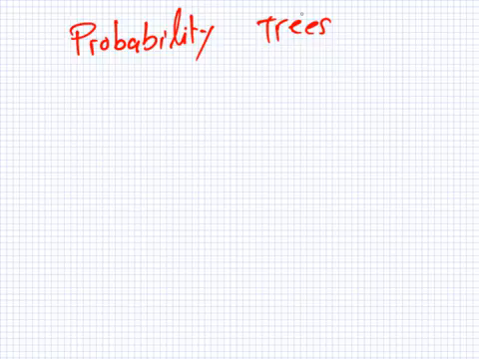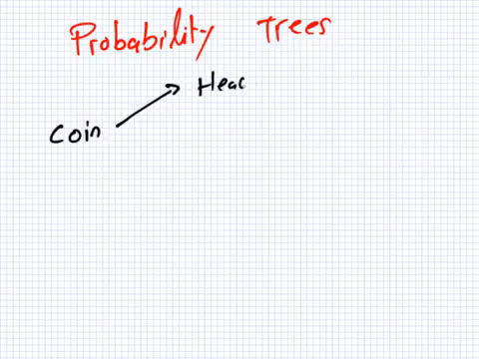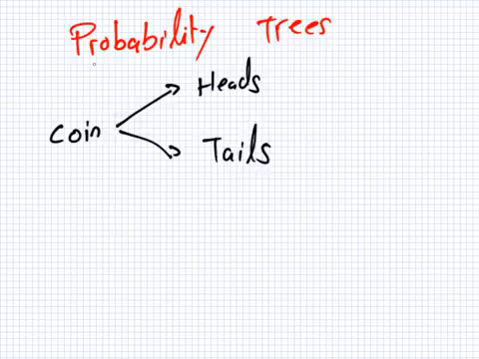Okay, so probability trees. Last time we were having a look at using tables. And one other way we can represent probabilities is by using trees. So for example, if we have a coin, we can flip the coin and we can get heads or we can get tails. So this is actually an example of a probability tree.